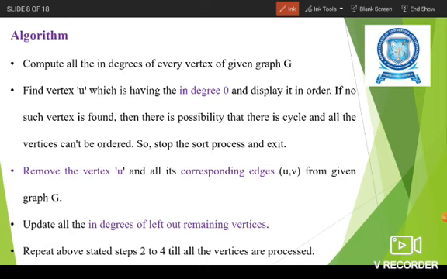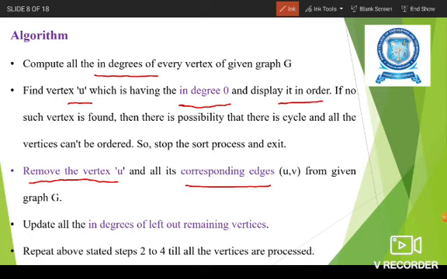In the first step, we compute the indegrees of all the vertices of the given graph G. After completing the first step, you have to find one vertex u whose indegree is 0, and that vertex is displayed in order. It is added to the output. Once it is added to the output, it must be removed from the graph, and you have to remove all its corresponding edges from the graph also.